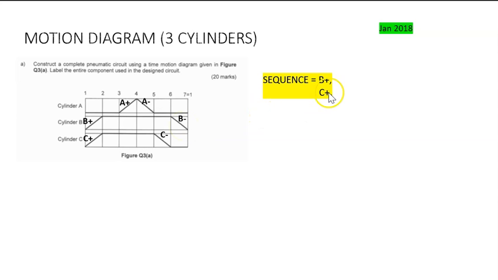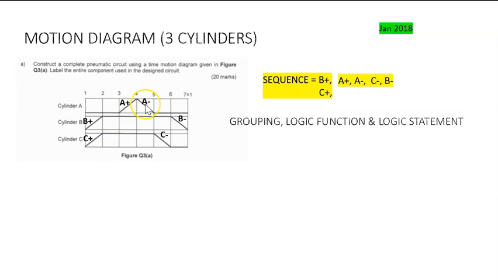So we need to do the sequence. So how to write the sequence? Start from time 1. B plus and C plus occur at the same time, so we need to write it as B plus and C plus, upper and lower. And then at time 2, there's nothing here. And then we have A plus, and then A minus, C minus, and B minus.